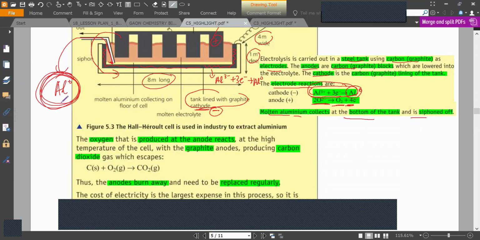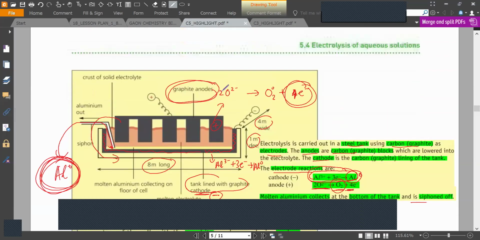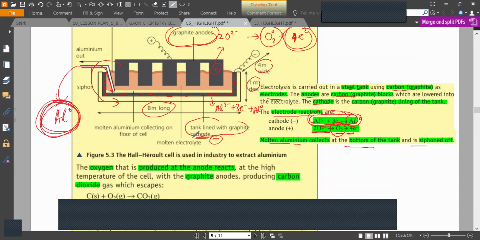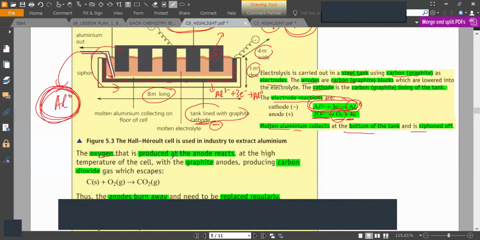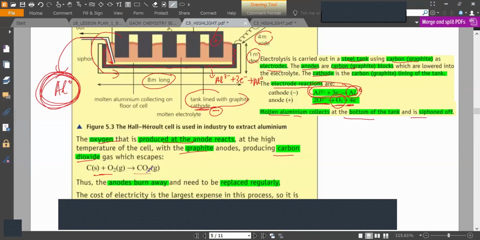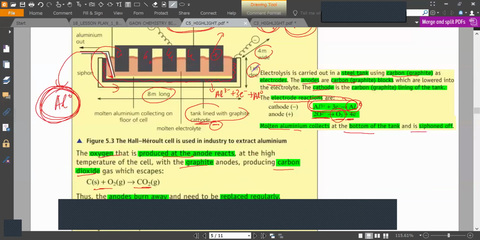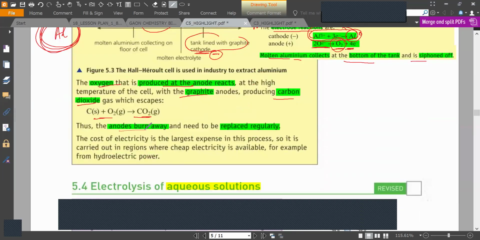All right. And then we also have a side reaction, which is this oxygen. This oxygen is produced here. Lots and lots of oxygen is produced. This oxygen produced at the anode will react with the carbon to form carbon dioxide. So we will notice this carbon will become smaller and smaller because it reacts with the oxygen to form carbon dioxide. So the anodes will burn away and need to be replaced regularly.